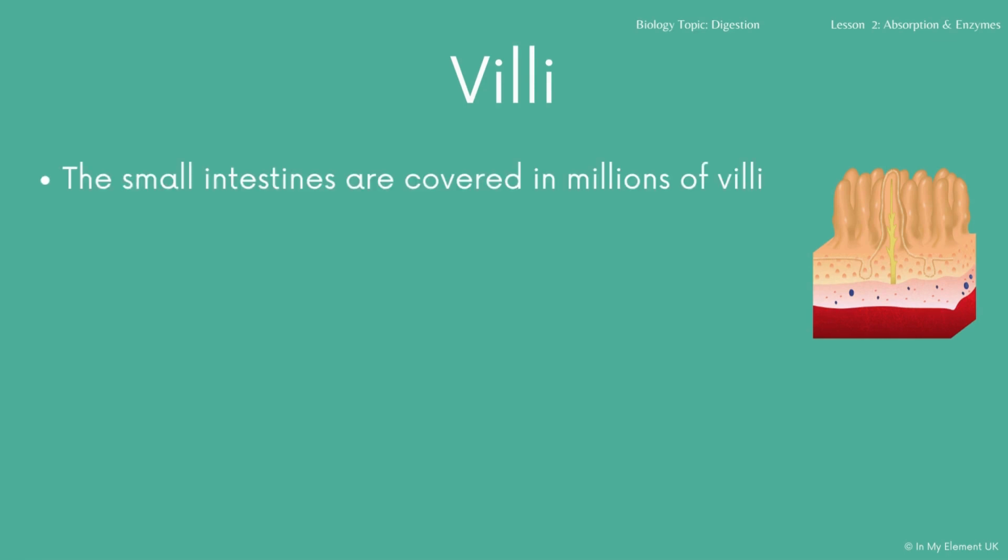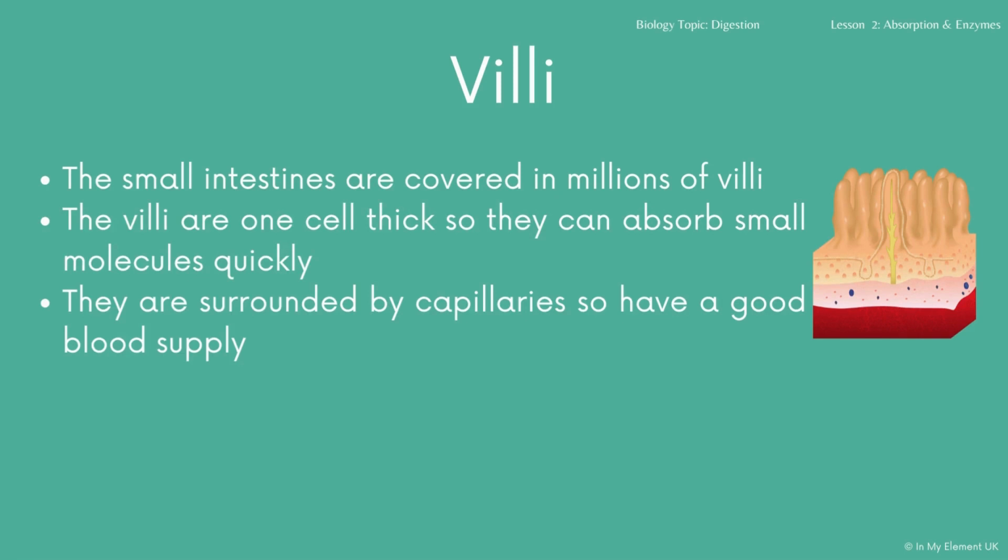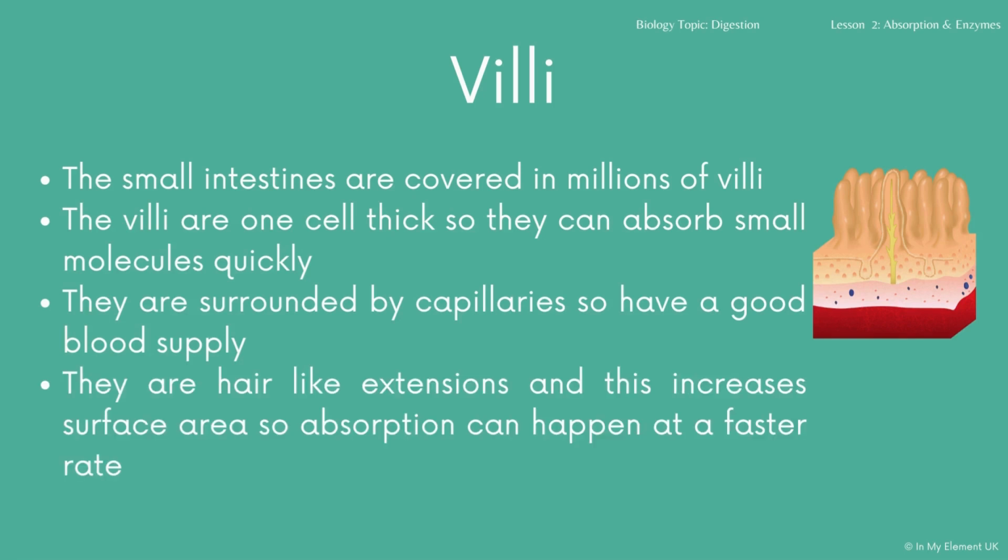All right, the small intestine's covered in millions of these. Okay, as I said, they're only 1 cell thick, so they can absorb those small molecules really quickly. So the shape of them as well increases the surface area to ensure that absorption happens quickly. So they look like hair-like extensions. Okay, and you want absorption to be happening quickly so that the molecules can be transported to where they're needed. Okay, the blood supply is essential because that is what's carrying it around the body to the organs that's required.